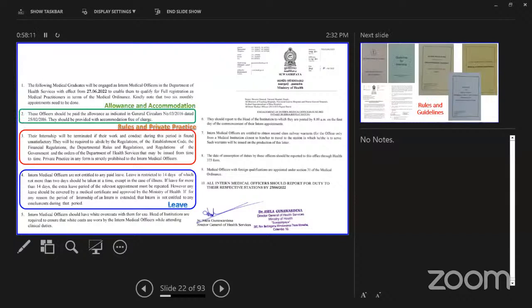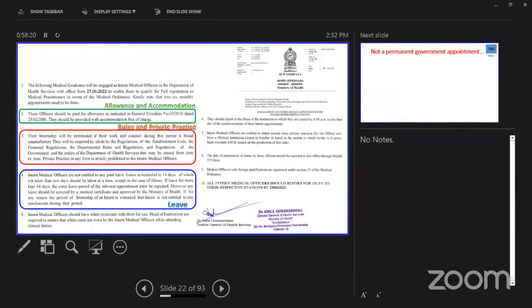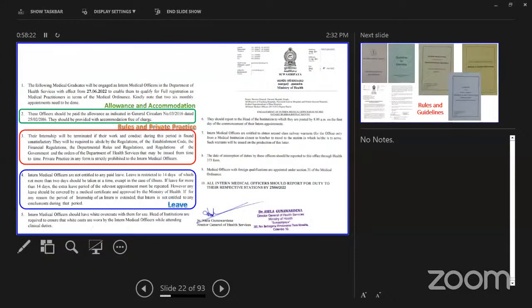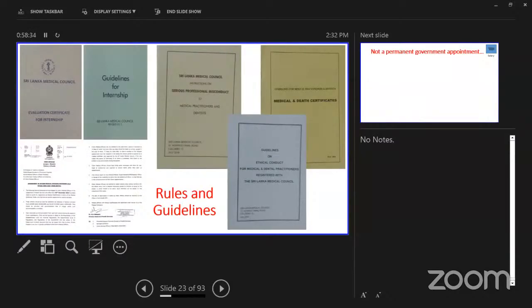Allowance and accommodation. This is the circular in relation to allowance and accommodation. They should be provided with accommodation free of charge. So another important thing is the overcoat is there, everything is there. So I have mentioned whatever the things in this circular in the previous slides. And also there are a few books issued by the Sri Lanka Medical Council.